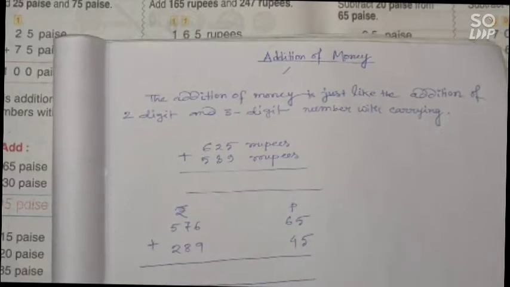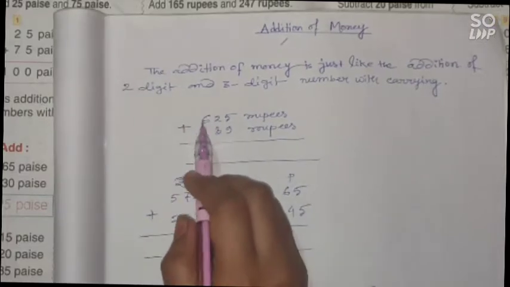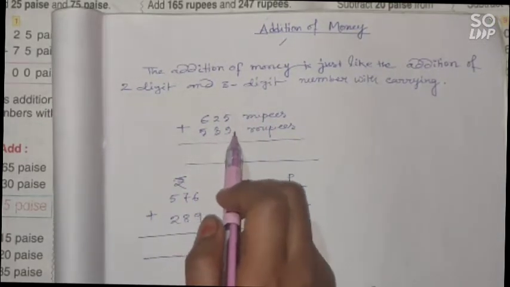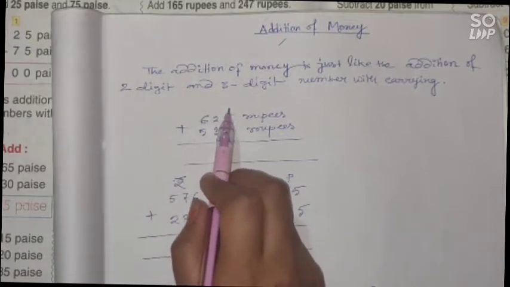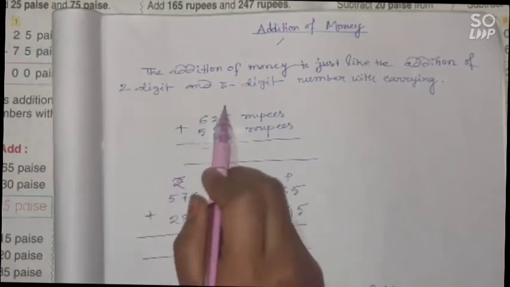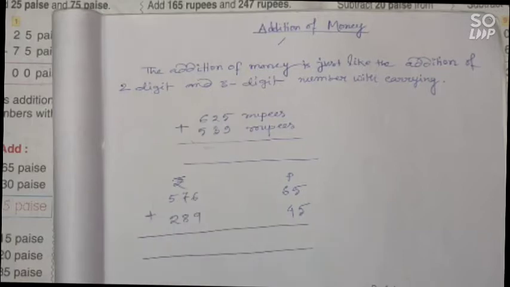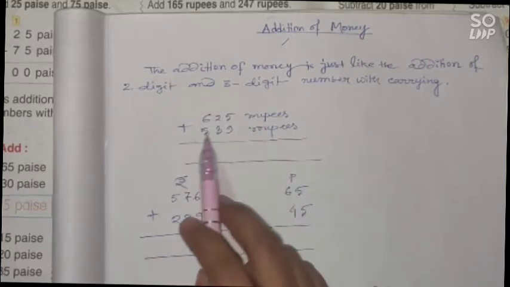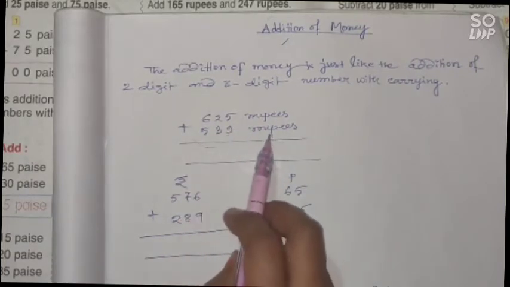Look here: 625 rupees plus 539 rupees. How can you do this addition? You have learned that in your previous classes, in the previous chapter. So this is just like that addition: 625 rupees plus 539 rupees.